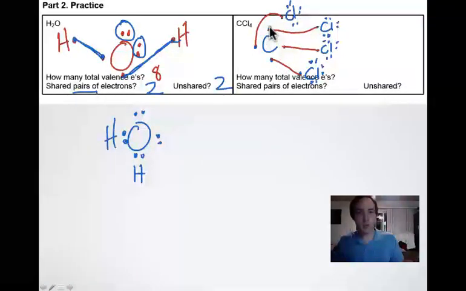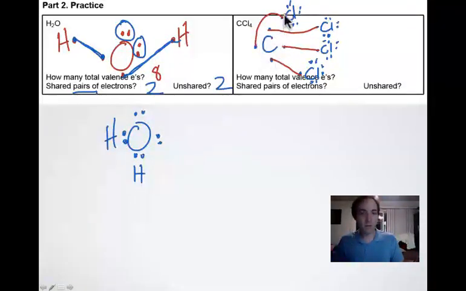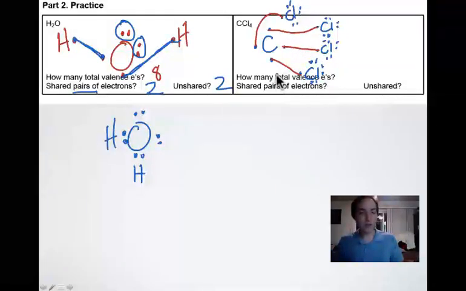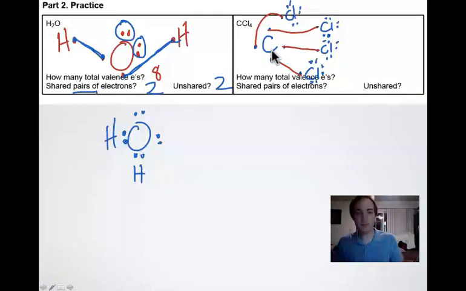Each chlorine, by bonding to these, gains its 8th electron, or its octet. And then carbon, on the other hand, which had 4 valence, is going to bond to 4 different substances to pick up those other 4 valence electrons. 4 plus 4, again, will give it its octet as well.